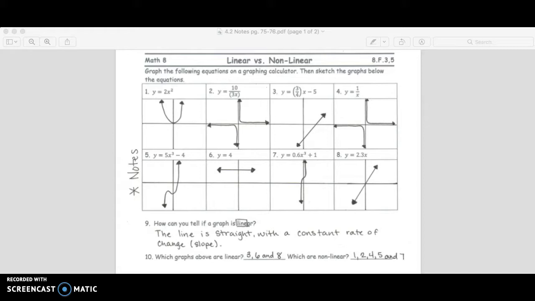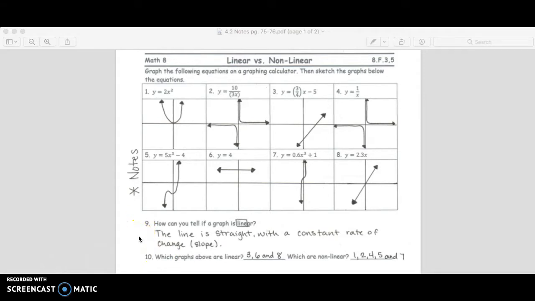Alright, now that we've graphed our equations on our graphing calculator, and you guys see how cool that is, we are going to talk about how we can tell if a graph is linear. So this is part 9 right here. How can you tell if a graph is linear?